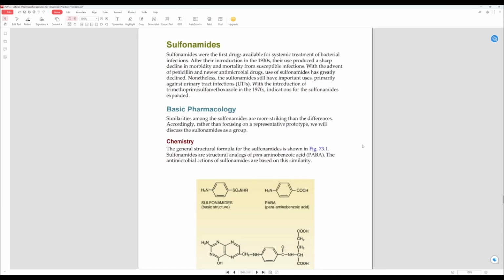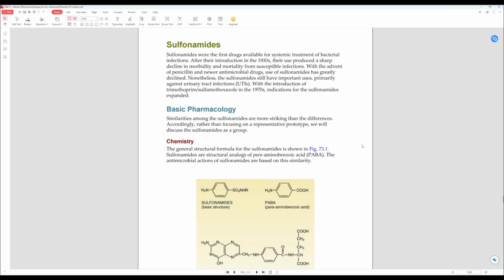Sulfonamides were the first drugs available for systemic treatment of bacterial infections. After their introduction in the 1930s, their use produced a sharp decline in morbidity and mortality from susceptible infections. With the advent of penicillin and newer antimicrobial drugs, use of sulfonamides has greatly declined. Nonetheless, sulfonamides still have important uses, primarily against urinary tract infections. With the introduction of trimethoprim-sulfamethoxazole in the 1970s, indications for sulfonamides expanded.